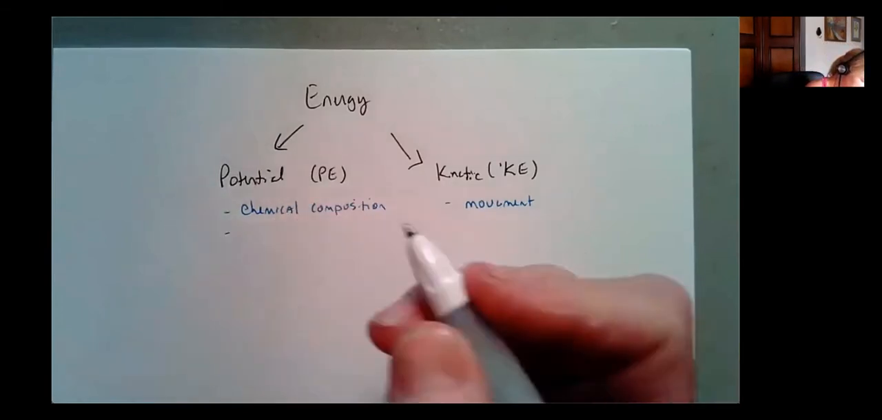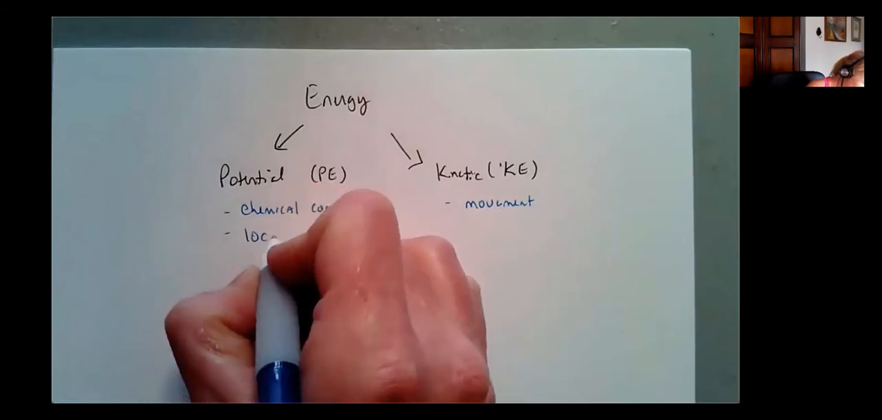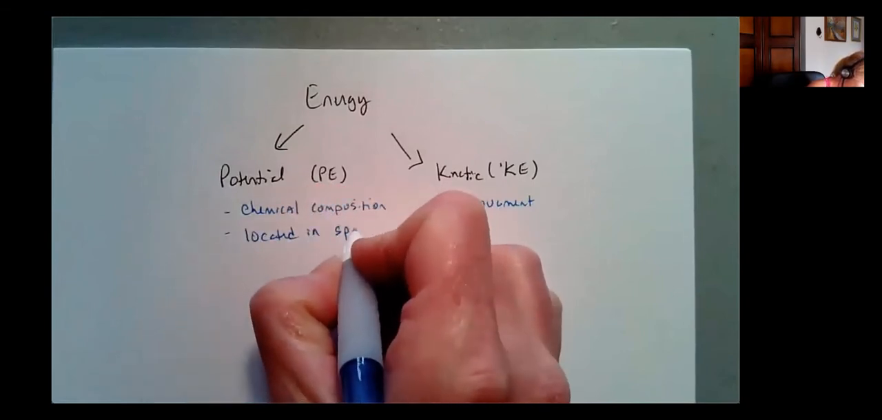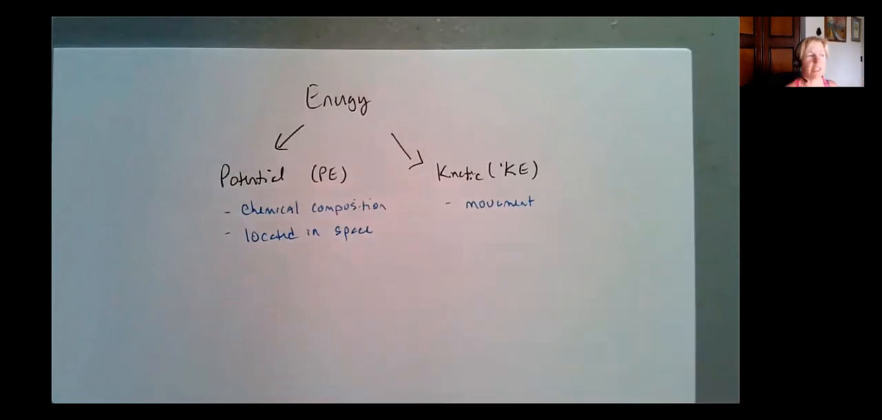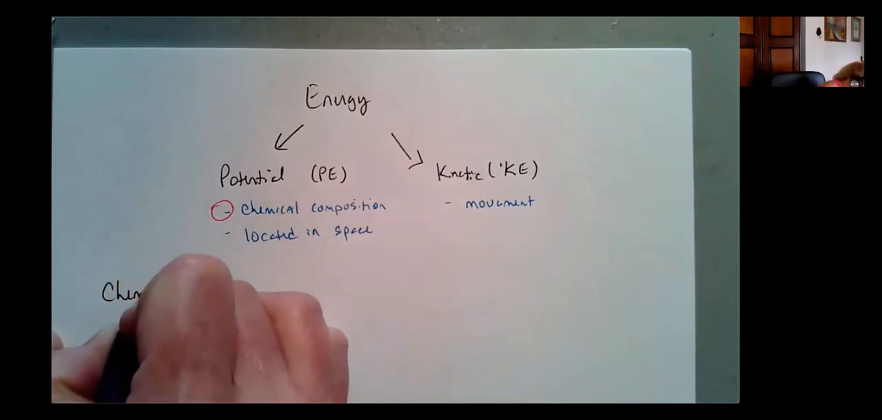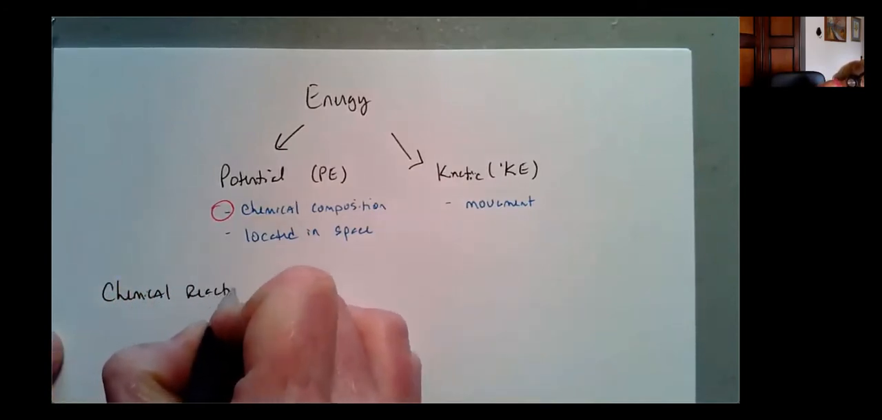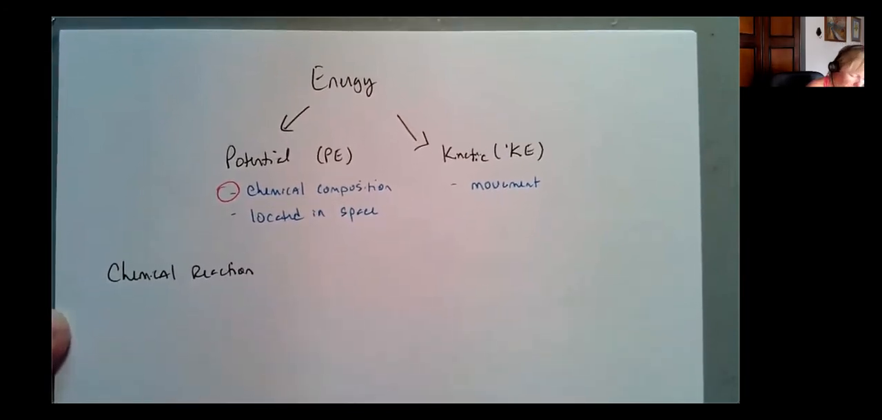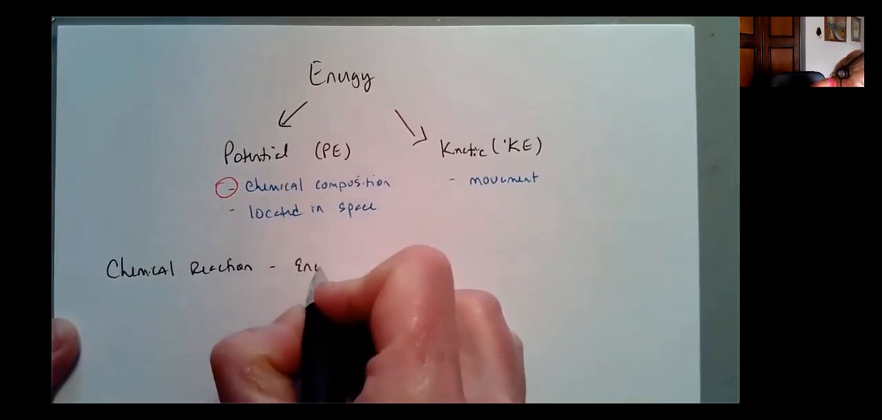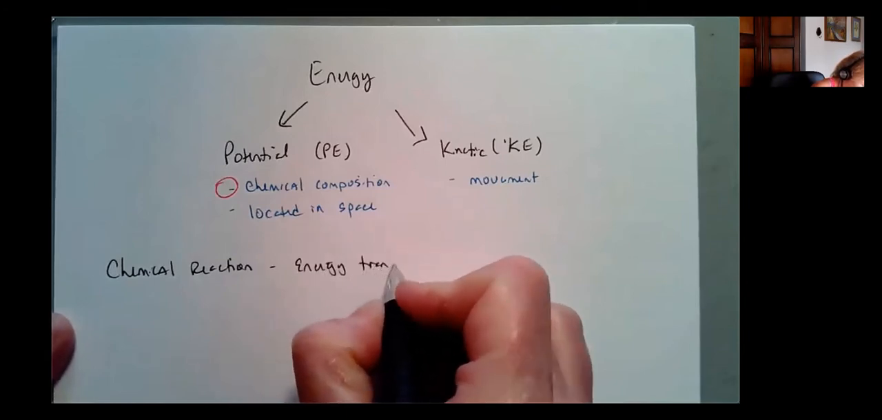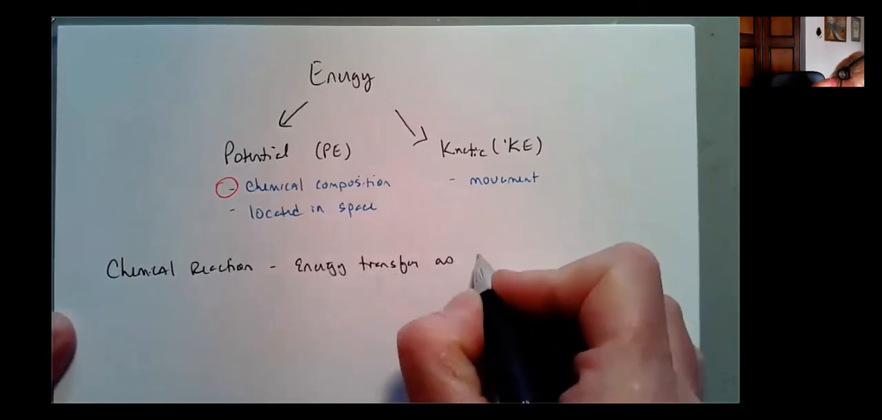Also, potential energy could be where something is located in space, not outer space, but in space, meaning that if I had a rock on the side of a mountain, that has a much higher potential energy than a rock that's at the bottom of the mountain. For chemistry, we're really concerned with, obviously, chemical composition. If we remember back to when we looked at chemical reactions, we spent quite a bit of time in the thermochemistry chapter looking at chemical reactions and the energy transfer that happens as a result of a chemical reaction.